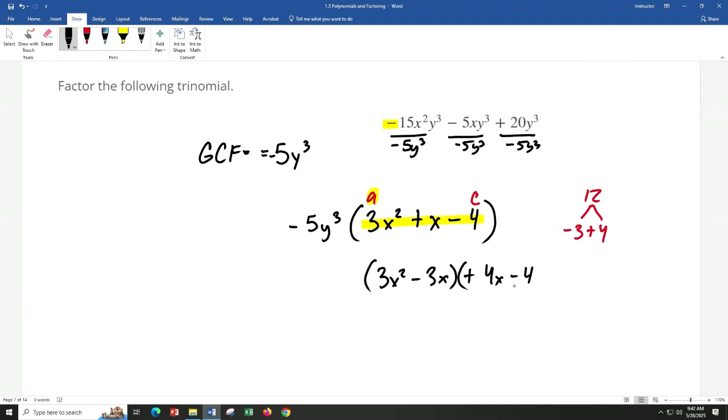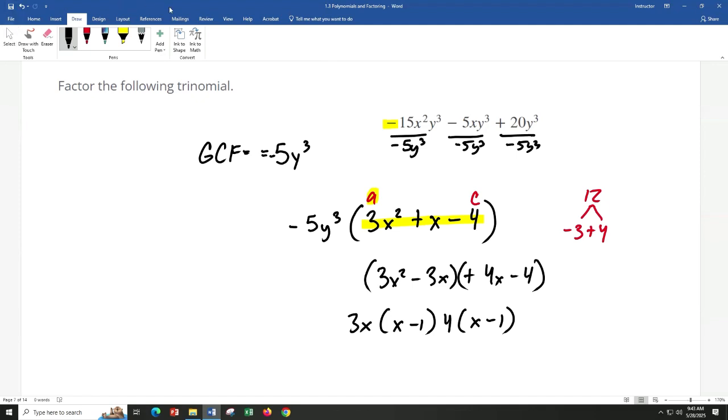We're factoring by grouping. This front one, I'm gonna pull out of what? Yes. 3x, and that's gonna leave me with what? X minus 1, exactly. How about the next one? What can I pull out? 4, and then I get what? X minus 1 again.